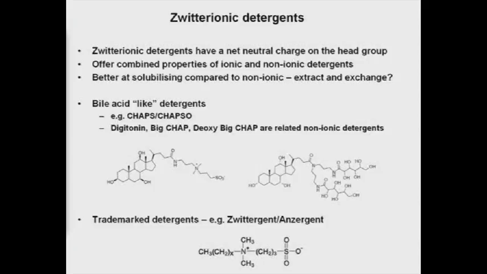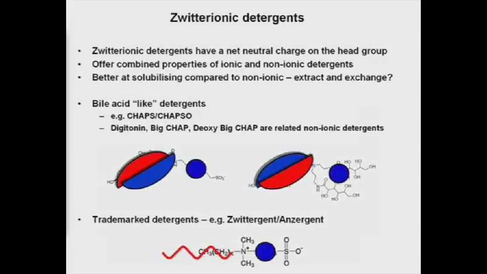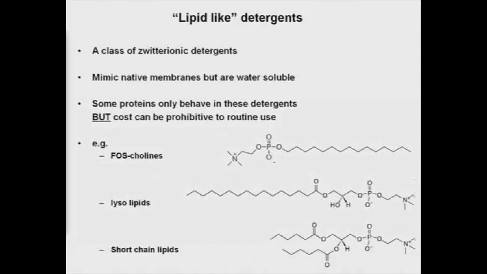The other major classes of zwitterionic detergents are these trademarked detergents, if you like, the ones that are named after the companies that produce them, I guess. Calbiochem calls theirs Zwittergent, and Anatrace calls theirs Anzergent. And this is a general structure of one of those. And again, you can see in these bile acid-based detergents, this bean-like structure predominates based on that steroidal hydrophobic group.